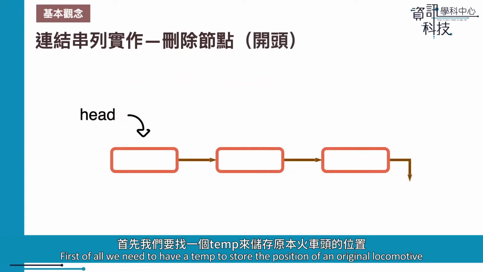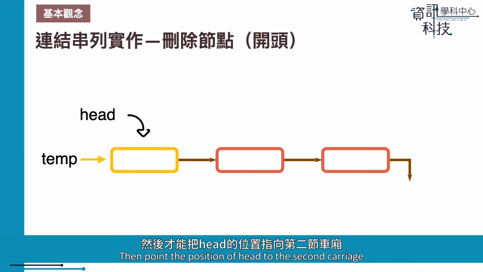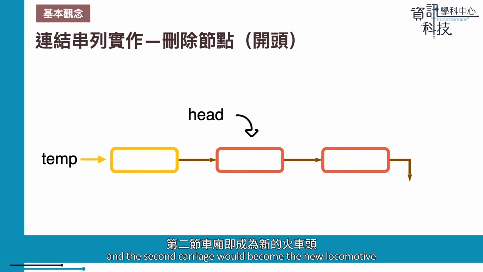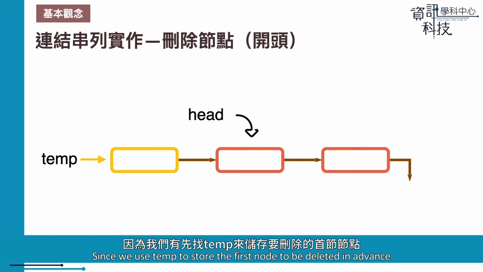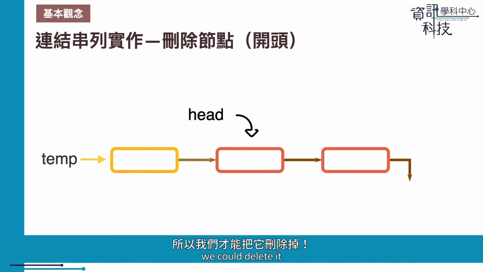First of all, we need to have a temp to store the position of the original locomotive. Then, point the position of head to the second carriage. And the second carriage would become the new locomotive. Since we use temp to store the first node to be deleted in advance, we could delete it.